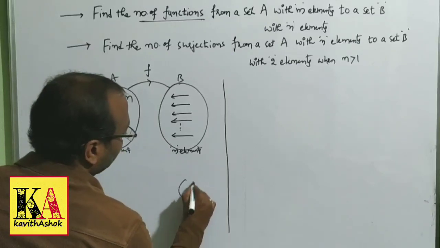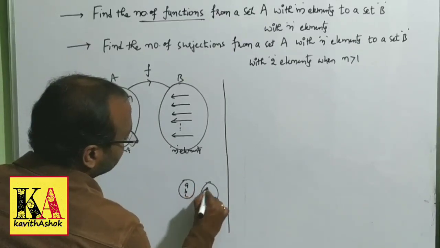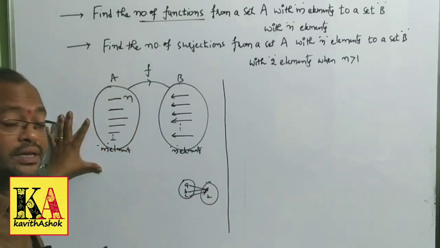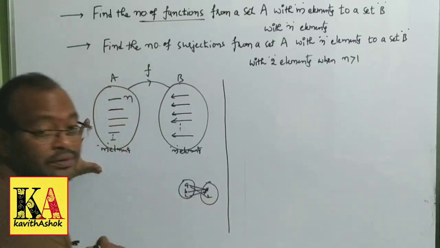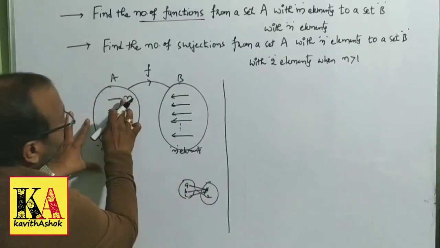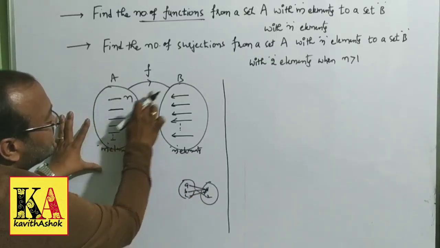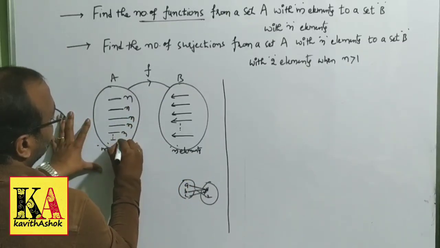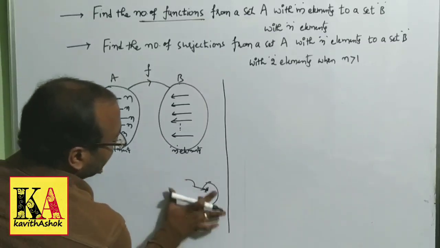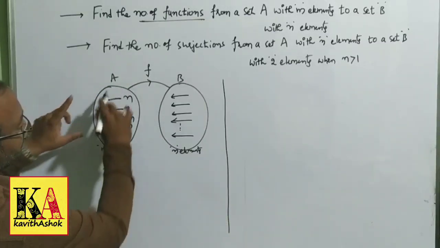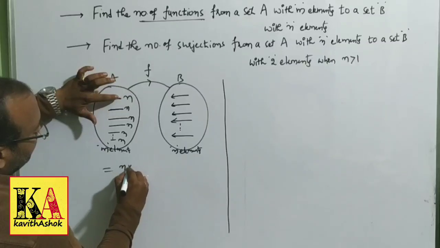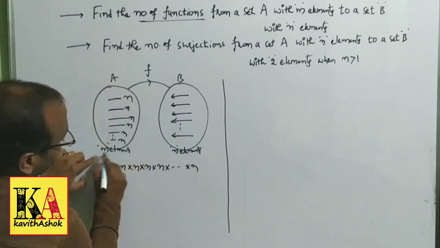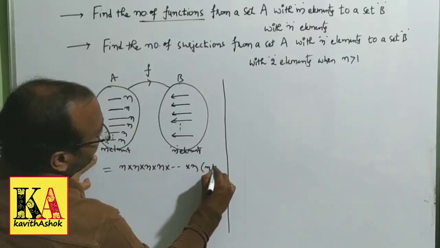Like this, if a, b, c are there and 1, 2 are there, a may be related to 1, b may be related to 1, c may be related to 1. No problem for that. But a will not be related twice; that is wrong. So to fill this place we have n choices, the second also n choices, the third also n choices. Is it clear? So the number of functions defined from A to B is n into n into n into so on, M times, because m blank places are there.